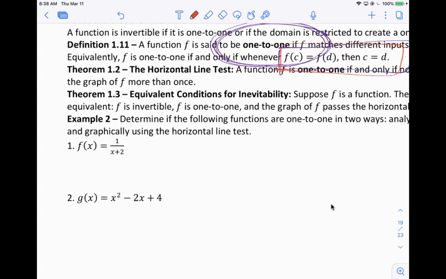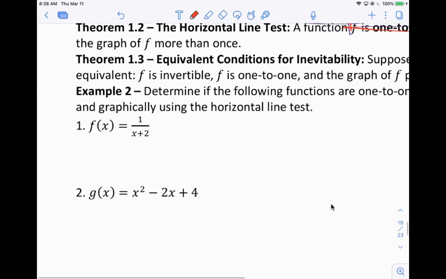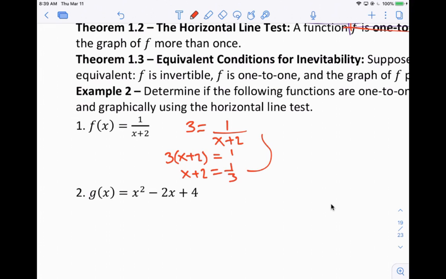So let's follow this definition. Pick a y. Pick an f of x. I don't know, 3. Why not? And let's see if there's any way any of these operations could give us two different x's. So we're basically doing this in reverse. Instead of picking an x and seeing what we get, we're picking a y and seeing if we get two different x's. Solve this real fast. Move the 3 to the other side. So in this case, we get -2 plus 1/3, or -5/3. We get a singleton answer.